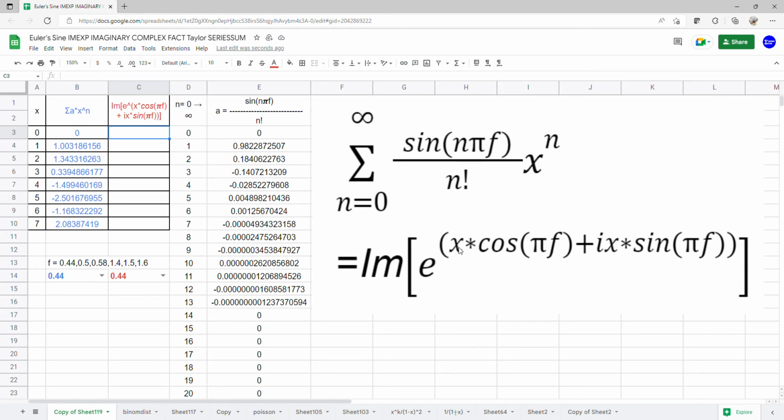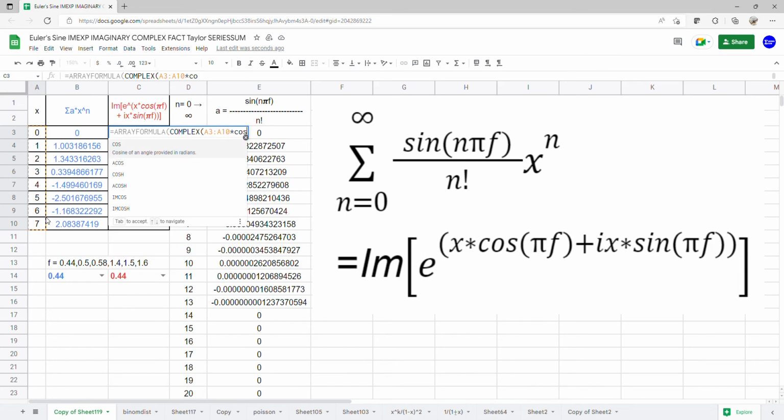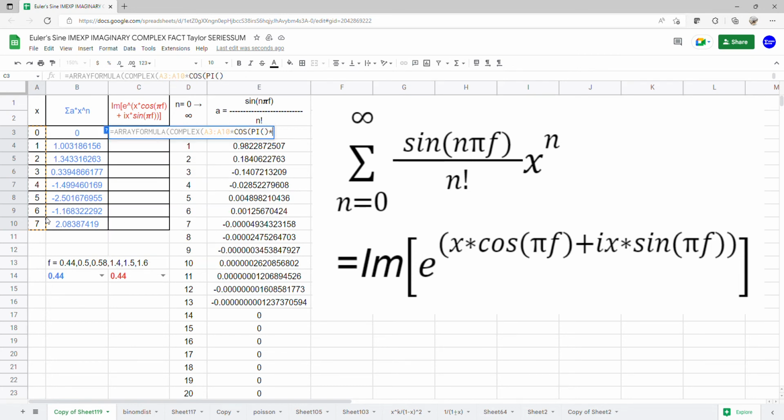And the complex number is x cosine pi f plus ix sine pi f. So begin with the complex number. Array formula. Complex. That is, the first part is x cosine pi f. So x times cosine pi times f. And close the cosine.